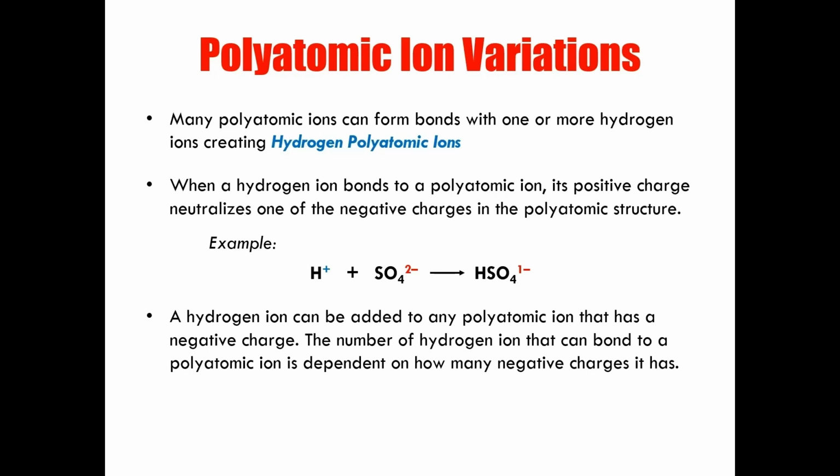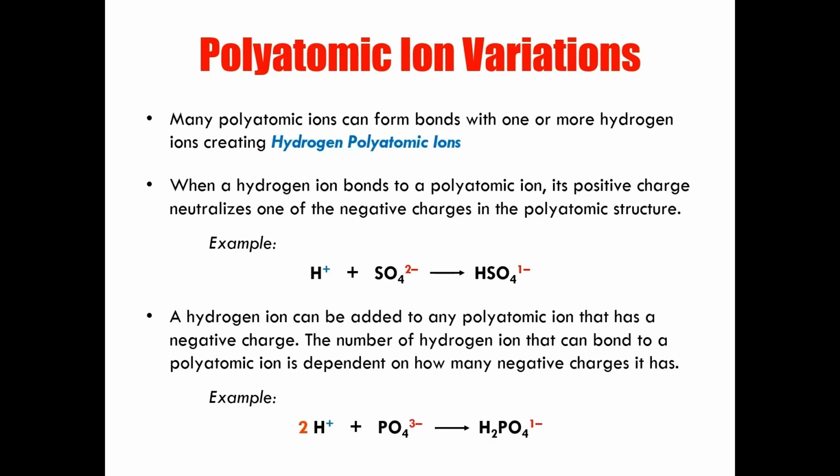A hydrogen ion can be added to any polyatomic ion that has a negative charge. The number of hydrogen ions that can bond to a particular type of polyatomic ion is dependent on how many negative charges that polyatomic ion has.